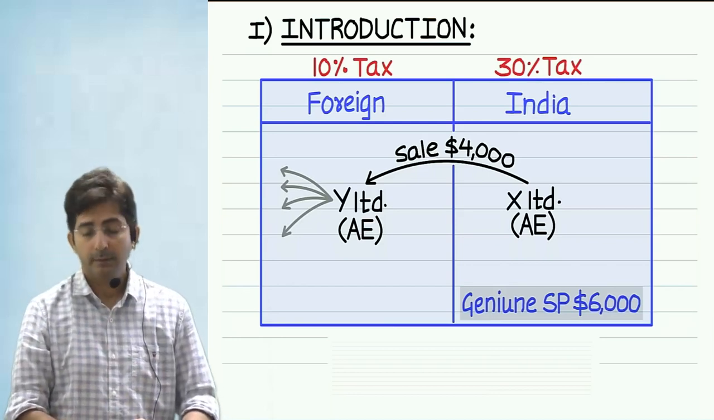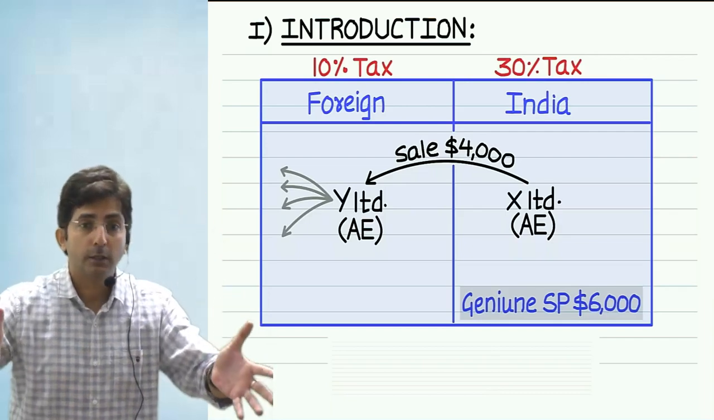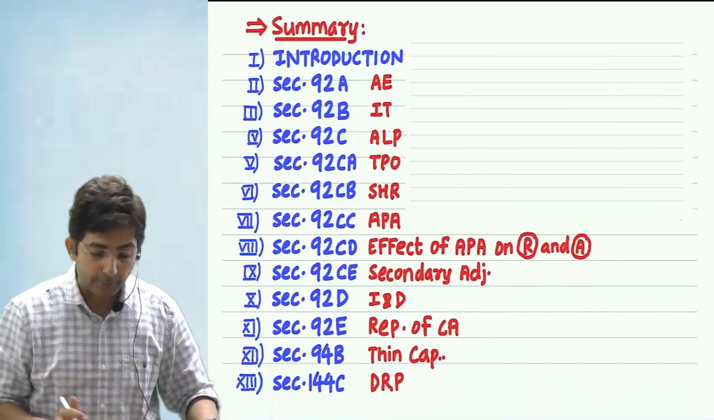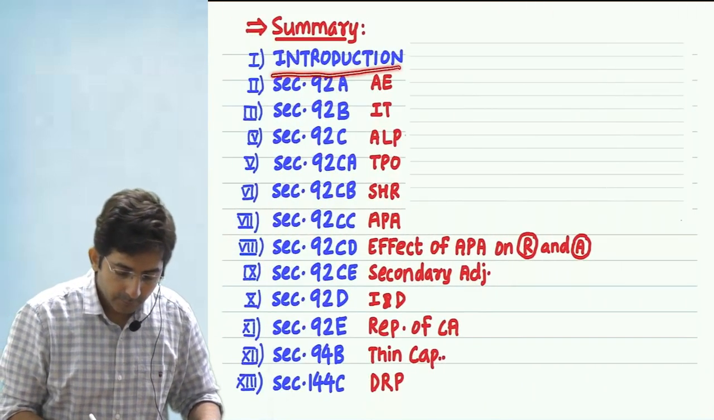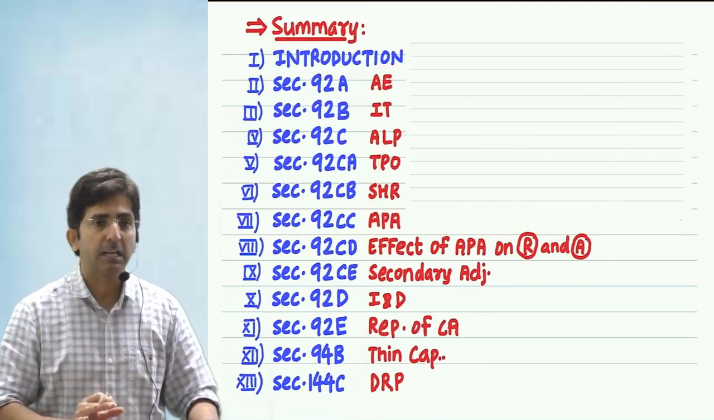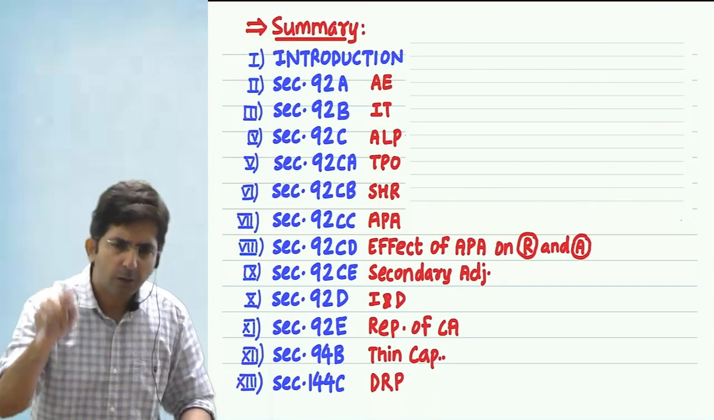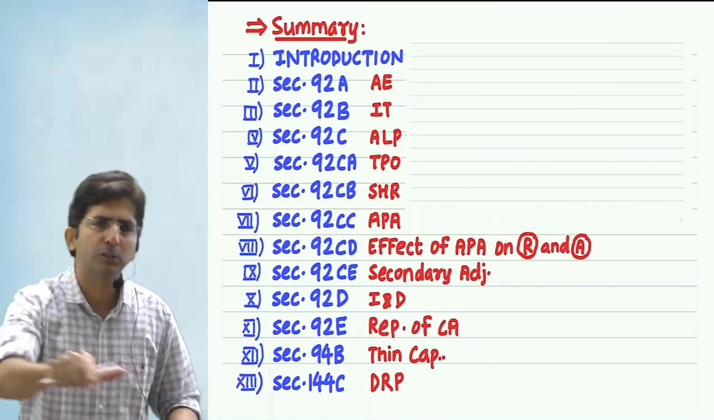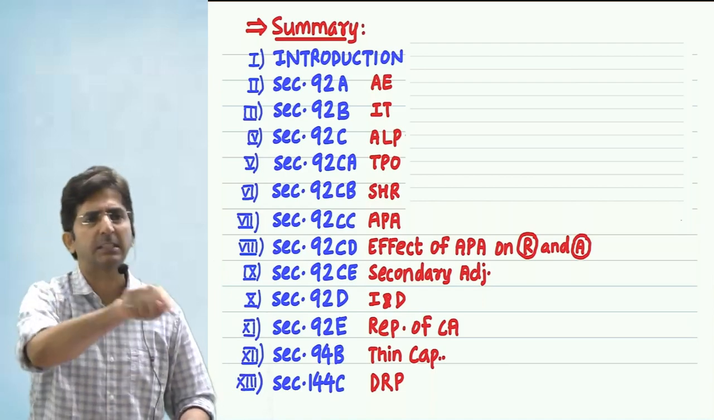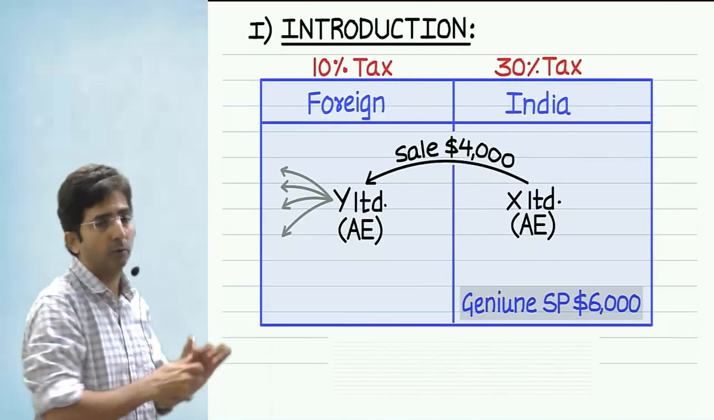For this, a whole chapter is launched. There are many sections starting from 90 to A till here. These many sections, every section is targeting what? How to control such practices, and how to punish the assessee for such practices. The entire chapter is revolving around this.